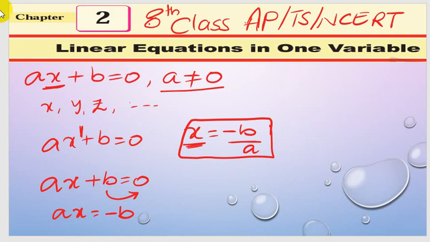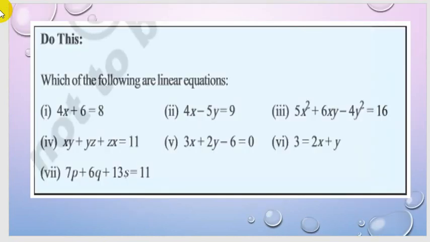Now let us see some equations. Can we guess whether they are linear equations in one variable or not, right? Let us see them. Which of the following are linear equations? You need to say which are linear equations and which are not. And one more thing, we need to see whether they have one variable or more than one variable, right?